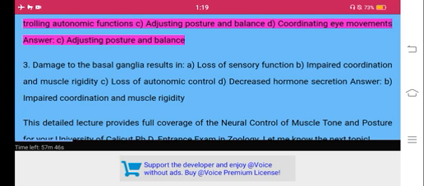2. The vestibulospinal tract plays a crucial role in: A. Regulating voluntary movements. B. Controlling autonomic function. C. Adjusting posture and balance. D. Coordinating eye movements. Answer: C. Adjusting posture and balance.